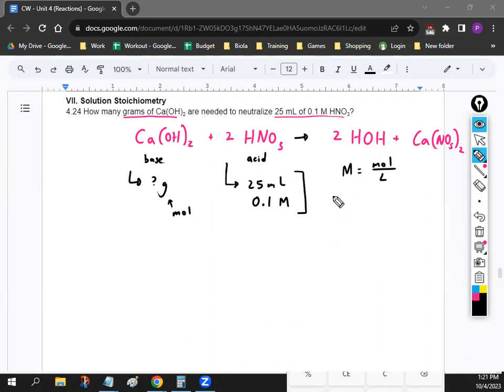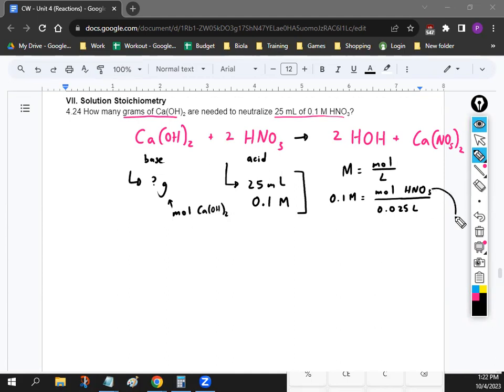Hopefully you guys are able to see that 0.1 molarity is equal to moles, and then our liters is going to be 0.025 liters. And so if we solve this problem, it's going to give us the moles of HNO3. And once you find moles of HNO3, you can convert that into moles of calcium hydroxide.